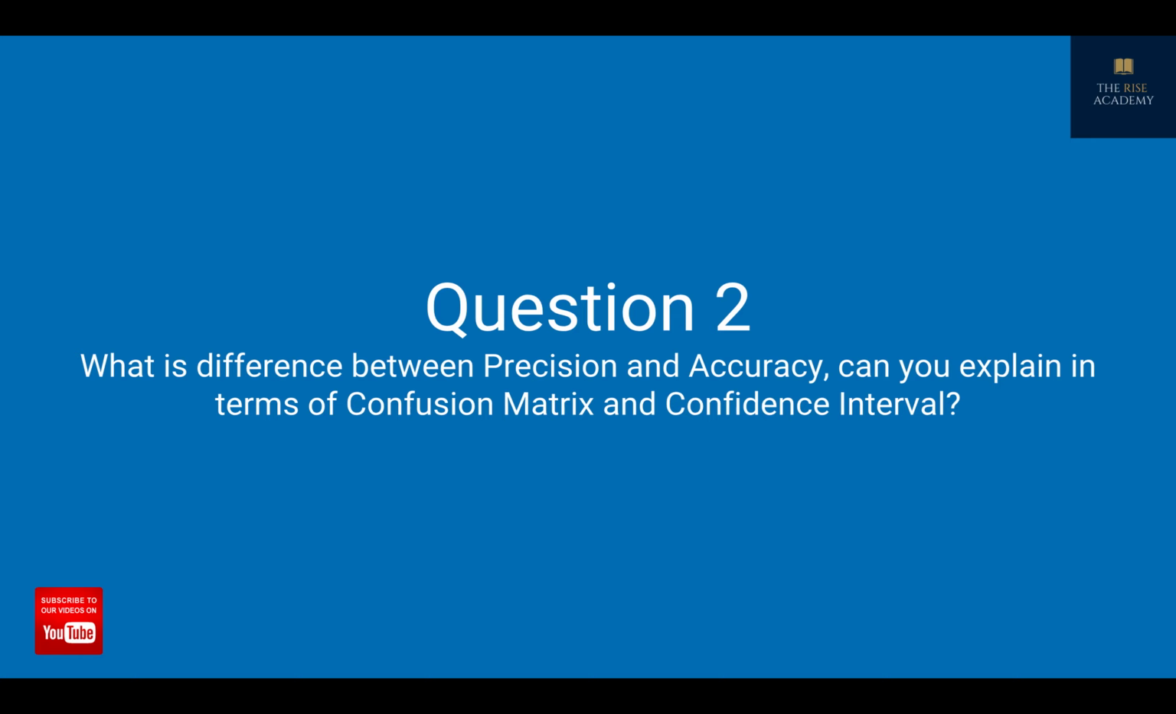The next question I have here is, what is the difference between precision and accuracy, and can you explain in terms of confusion matrix and confidence interval? In this question you are being asked two very basic statistics concepts, precision and accuracy, and then you are also asked to explain them in terms of two other concepts, confusion matrix and confidence interval. So it tests you on a number of things. Let's look at the answer.